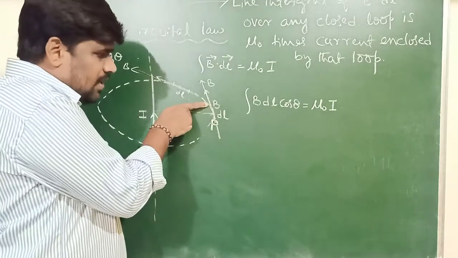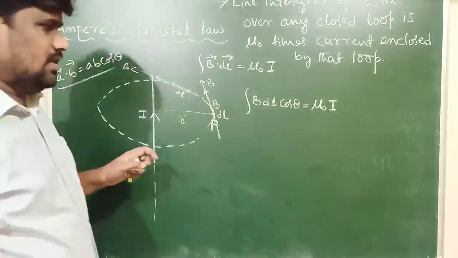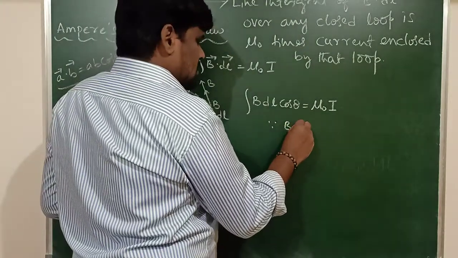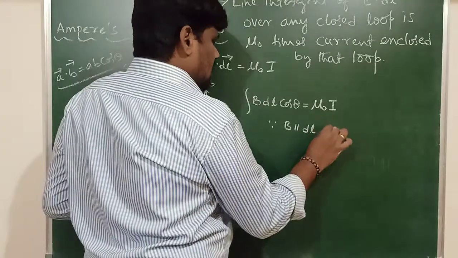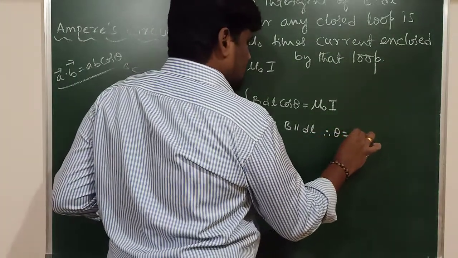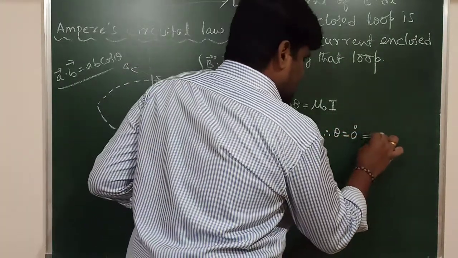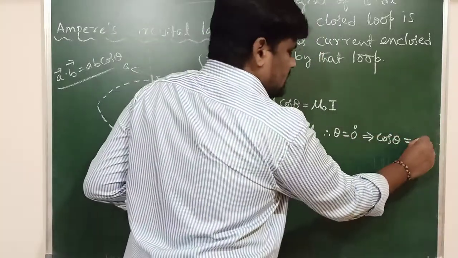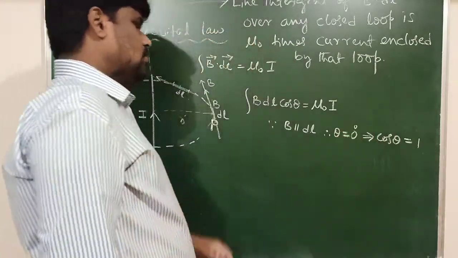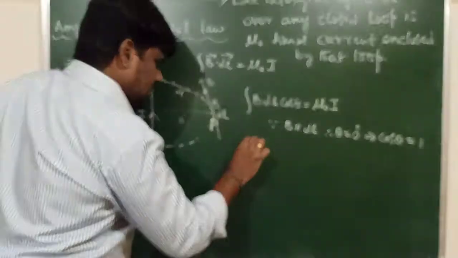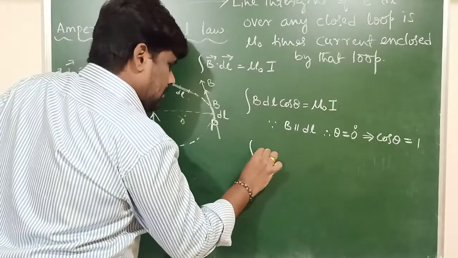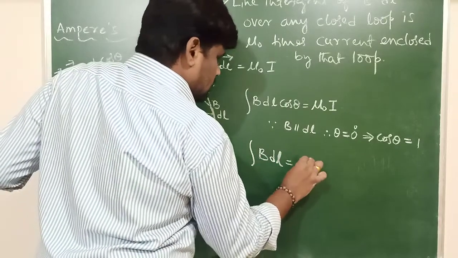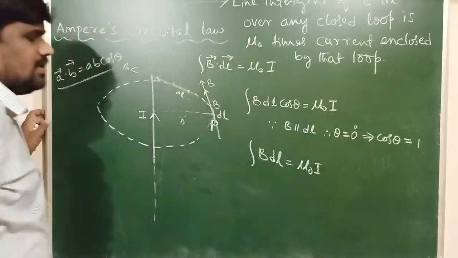In general, B and dl are parallel to each other. What can I write now? Since B is parallel to dl, therefore the value of theta is equal to 0. This implies, what is the value of cos theta? Theta 0 ಇಟ್ಟಂದ್ರೆ cos theta ಎಷ್ಟು ಇರುತ್ತೆ? 1, because cos 0 is 1. Substitute here. Therefore, the integration of B dl, where cos theta is equal to 1, is equal to what? Mu naught into I here.